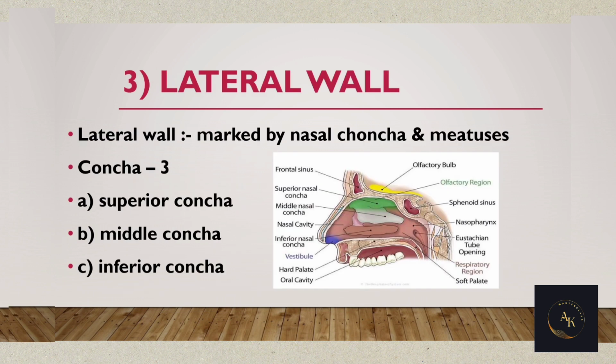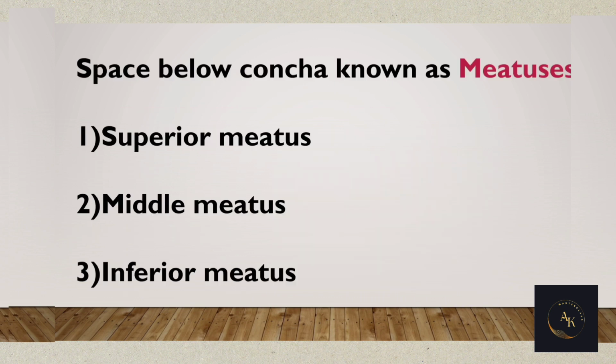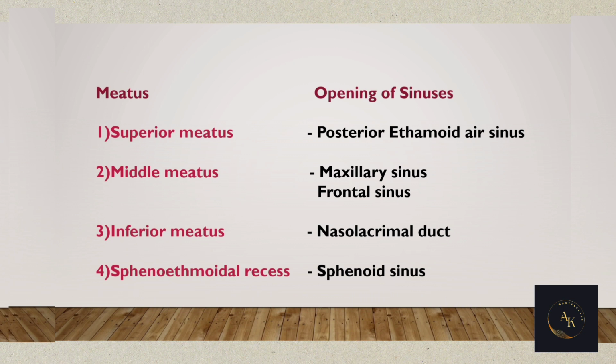Lateral wall. Lateral wall marked by nasal concha or meatuses. There are three concha, namely superior concha, middle concha, and inferior concha. Space below concha known as meatuses. There are three types of meatus present below the three types of concha, namely superior meatus, middle meatus, and inferior meatus. In lateral wall, meatuses and recess opens in various sinuses and duct.